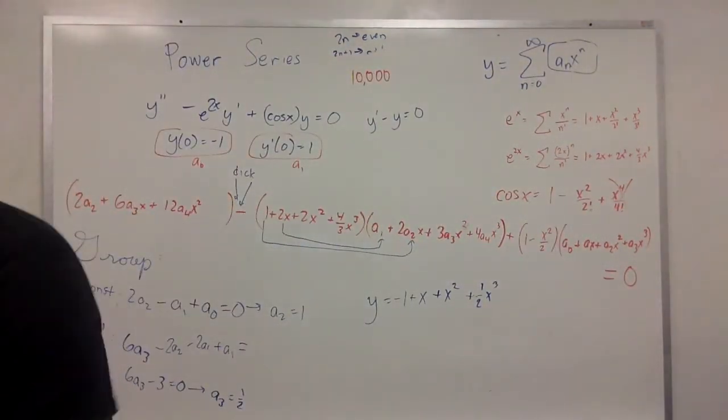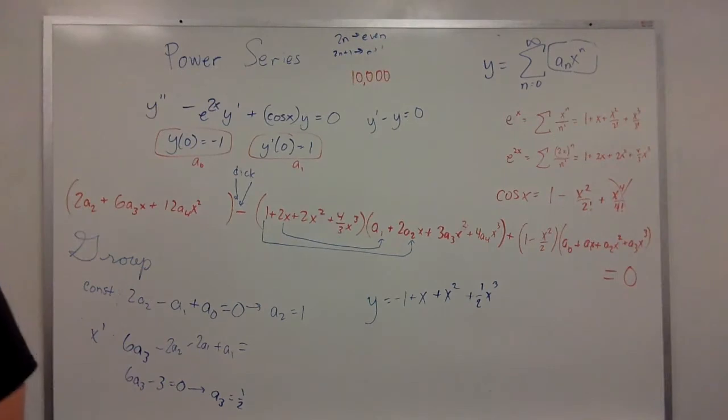I'm going to check to make sure our answer's right. 8.4, this is number 19. Negative 1 plus x squared plus 1/2 x cubed. Yep, cool, good. All right, we did those two.